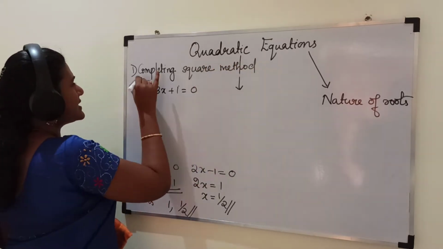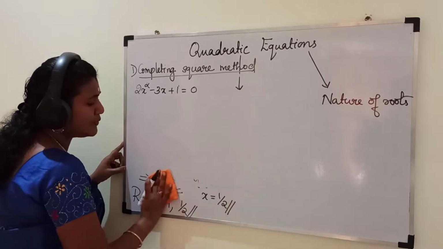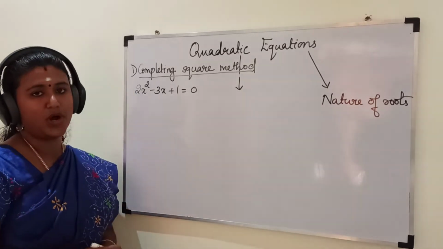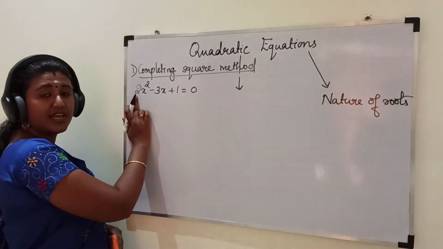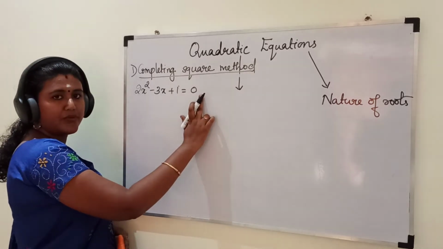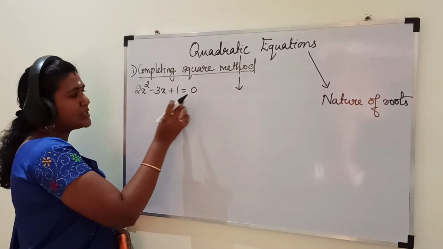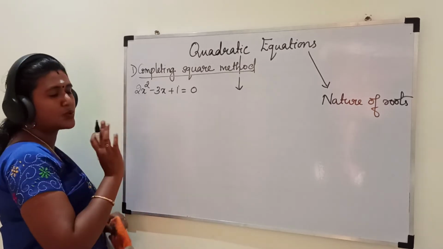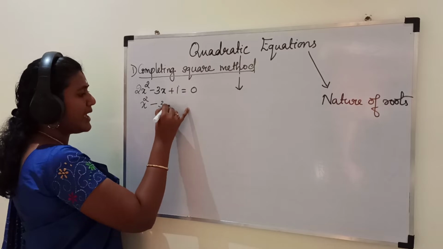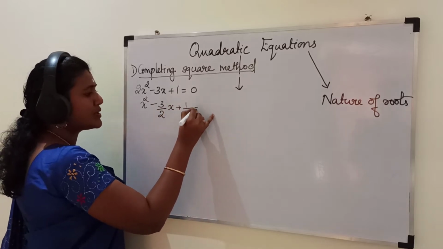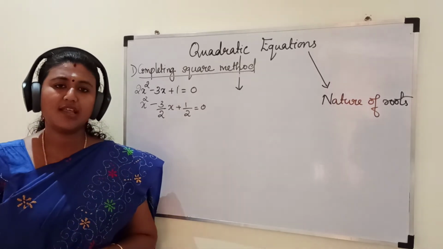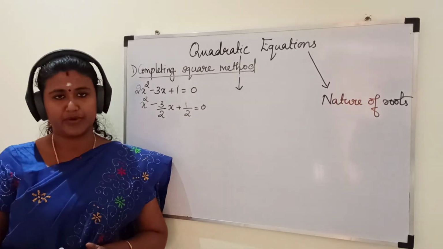So for the first step, you have to make the coefficient of x square as 1. Here we have the coefficient of x square as 2. So we will divide the equation throughout by 2 so that we will get the coefficient of x square as 1. So x square minus 3 by 2x plus 1 by 2 equal to 0. So this is the first step. First step, you have to make the coefficient of x square as 1.